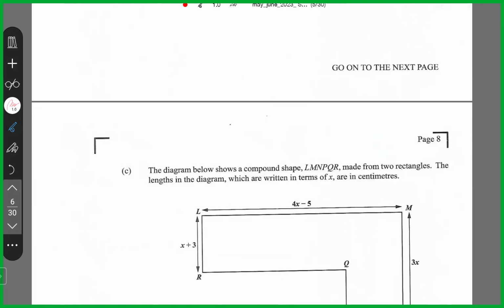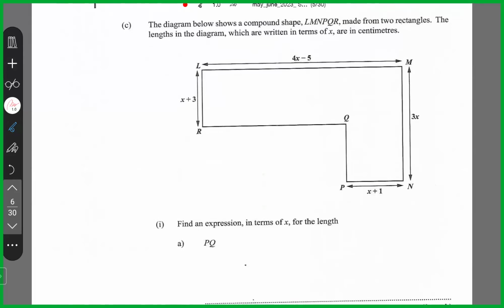All right, the C part of the question says, the diagram below shows a compound shape LMNPQR made from 2 rectangles. The lengths in the diagram, which are written in terms of x, are in centimeters. Find an expression in terms of x for the length of PQ.